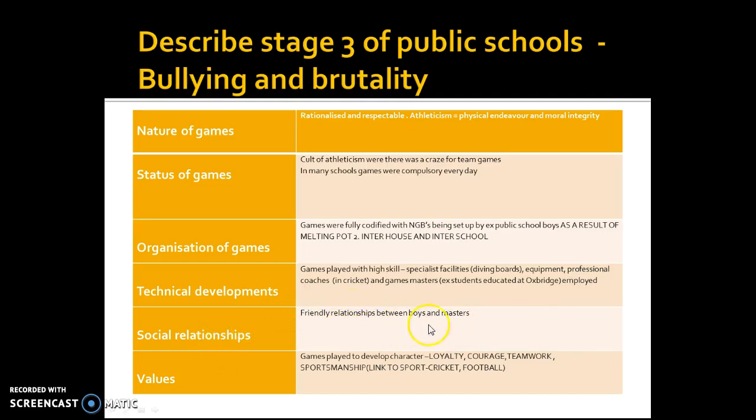Social relationships are friendly now between the boys and masters, boys and boys. Sport was a big vehicle for that. Values finally. Okay, games are now played to develop character. You can link this to any sports. You've got things like loyalty, courage, teamwork, sportsmanship. Okay, and then the link to sport. Like I said there, link it to all. You can give examples from each one.